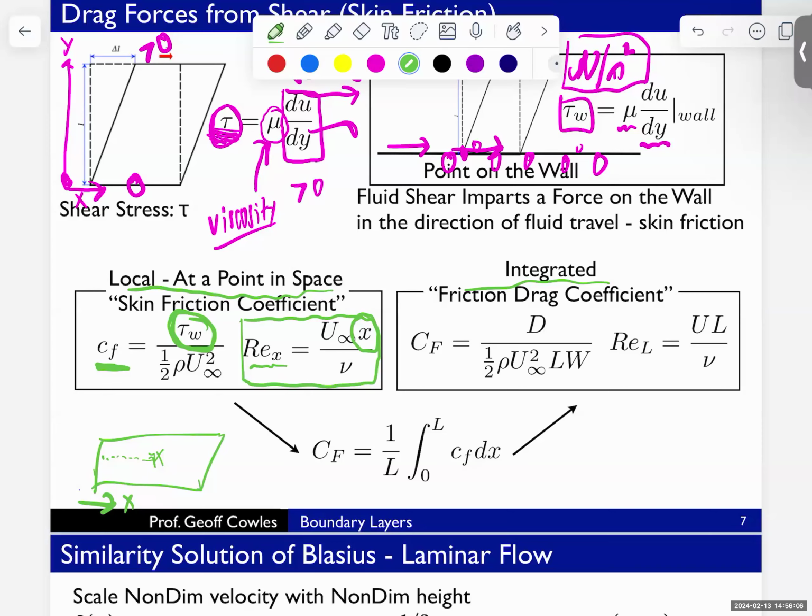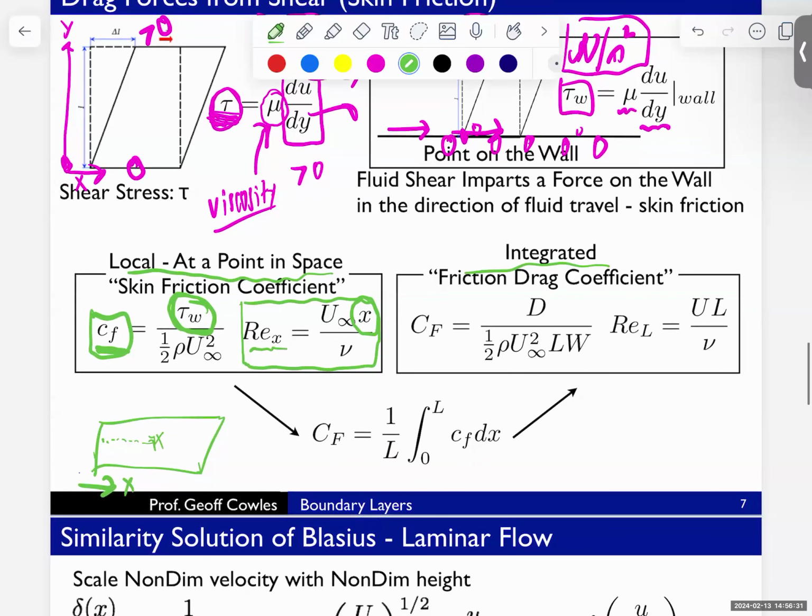So this isn't a force, so I don't have any areas in here. I just have to have a denominator with units of pressure, and we use the dynamic pressure, 1/2 rho u infinity squared. This will give us a non-dimensional thing, which is the skin friction coefficient. It's dimensionless, and it's the skin friction at a point on the plate, and it will depend entirely on the Reynolds number at that point, Re_x.